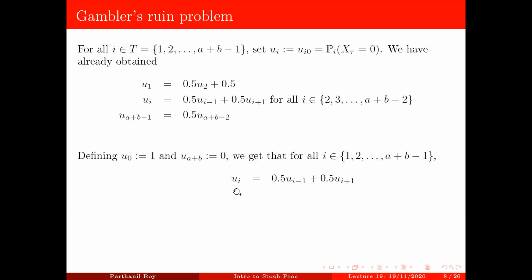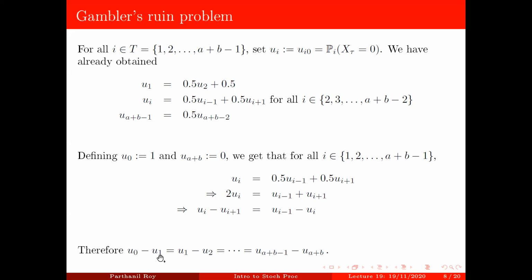But these two are actually just numbers that make each equation go through. And this basically means that 2 times ui is ui minus 1 plus ui plus 1. So therefore, ui minus ui plus 1 is equal to ui minus 1 minus ui. And this is true for all i, from 1 all the way up to a plus b minus 1. So therefore, what we have shown is that u0 minus u1 is equal to u1 minus u2, all the way up to u of a plus b minus 1 minus u of a plus b. So we have shown that all of these successive differences of the ui's are equal. Now this will help us compute the ruin probability.